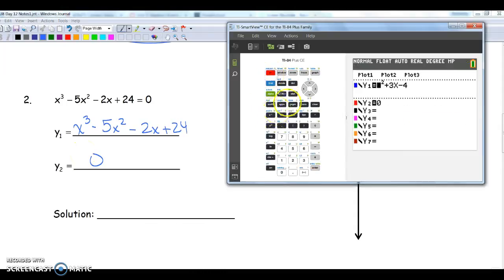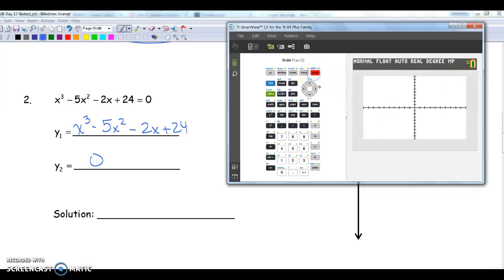So we go to our y equals, clear out the y1. We've got x to the third. Hit the right arrow so the cursor is nice and big again. Then minus 5x squared, minus 2x plus 24. Make sure your minus is nice and long like this, not teeny tiny like the negative sign. That's a negative sign. You don't want that. And then the y2 is 0.